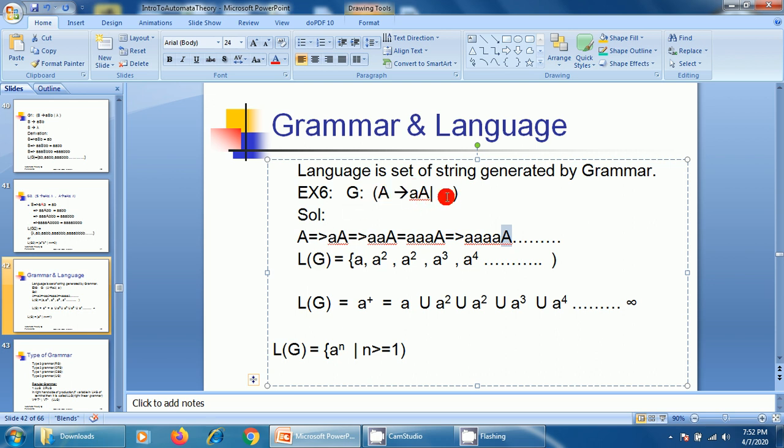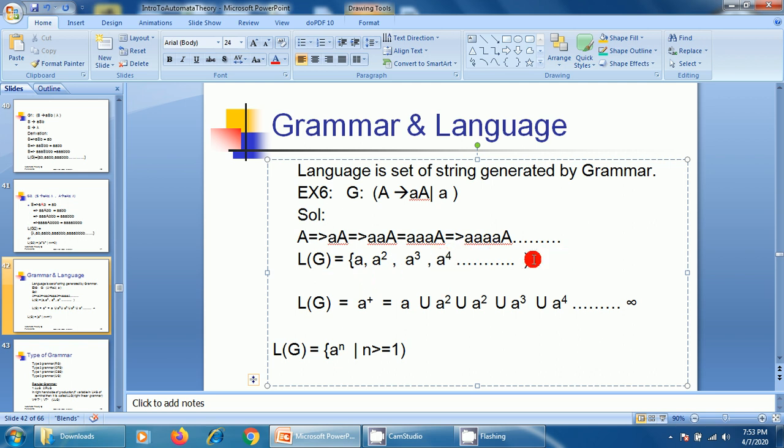Now see, A tends to a means a is also a sentence of this grammar, because A is the start symbol. So a is a sentence of this grammar. If we put small a in place of this capital A, then it is 2 times a. If we put small a here, then 3 times. Single a, 2 a's, then 3 times a, 4 times a, and so on.